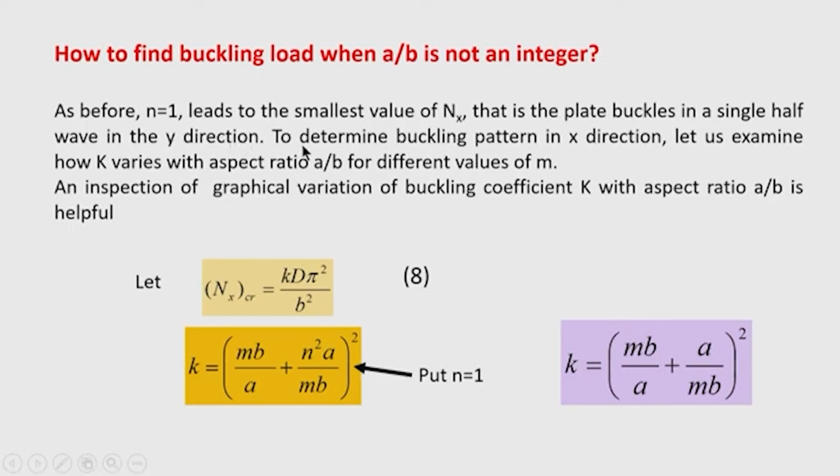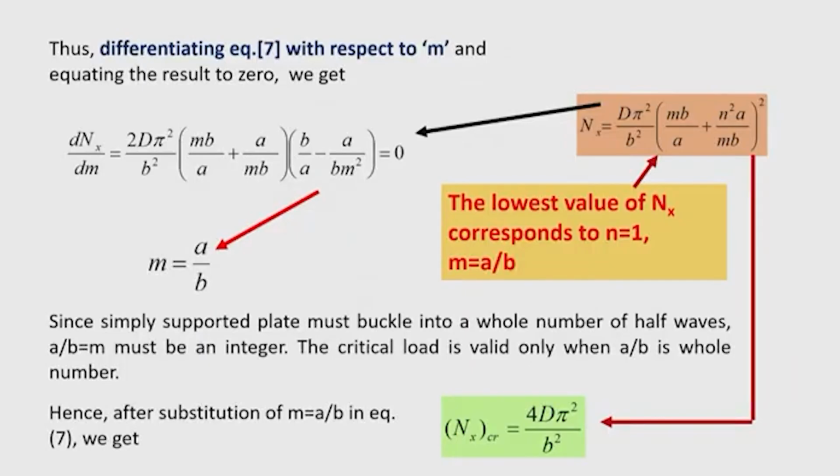To determine the buckling pattern in the x direction, let us examine how k varies with the aspect ratio a by b. Okay. k is the buckling stress coefficient. What is the buckling stress coefficient?